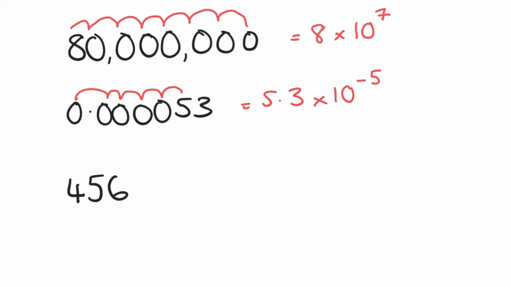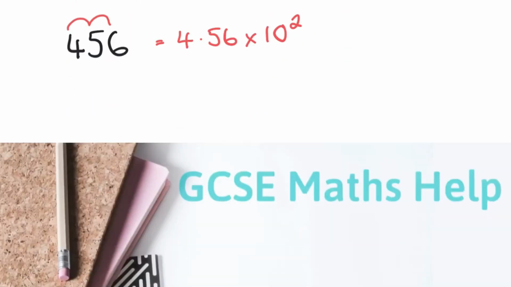So our last one, 456, is going to be 4.56 because a needs to be between 1 and 10, times 10 to the power 1, 2. The 4 has moved 2 places, so it's 4.56 times 10 to the power 2.